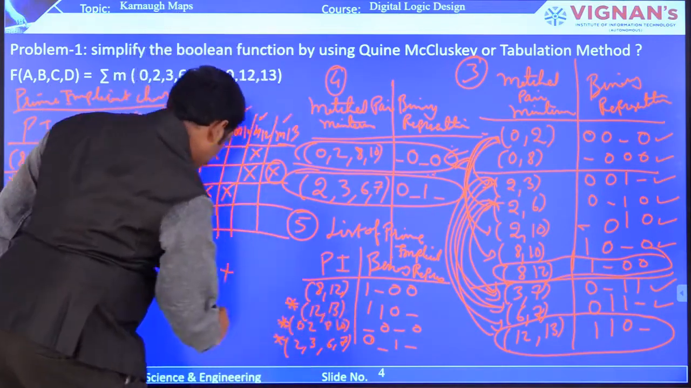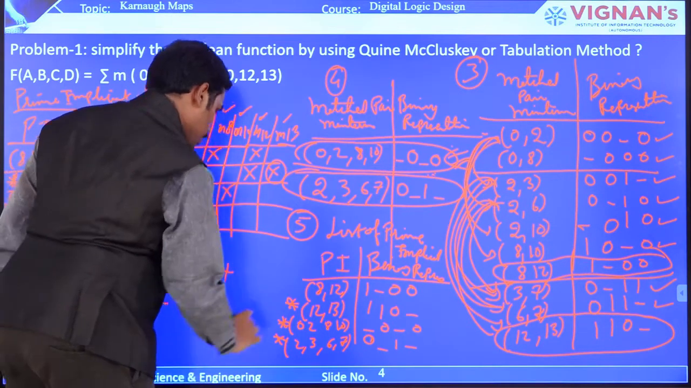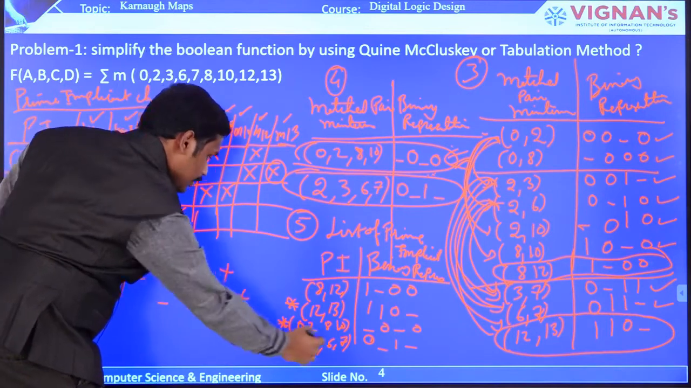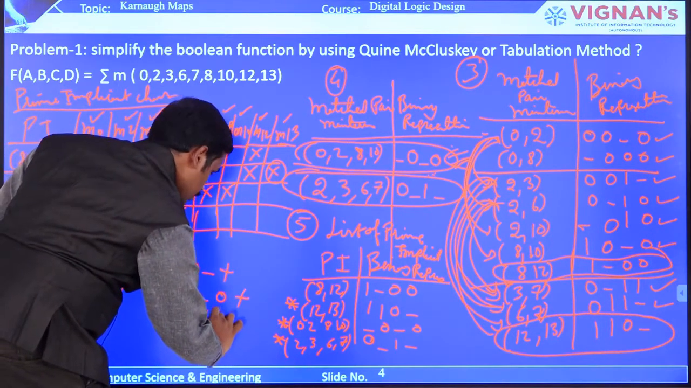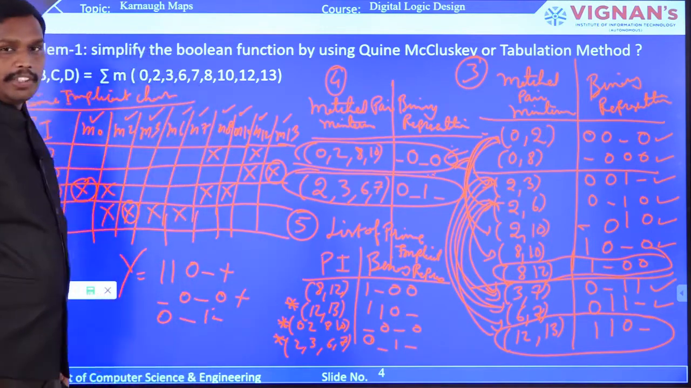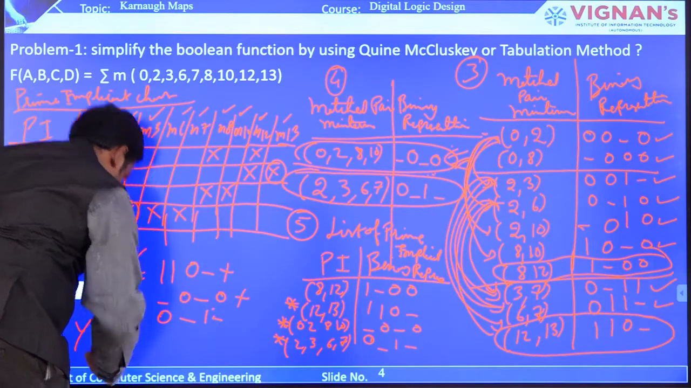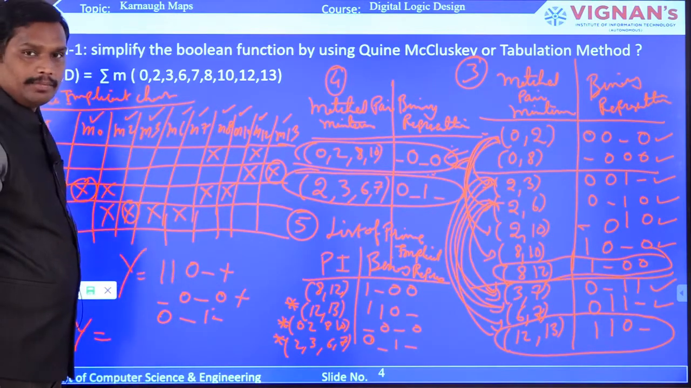The second one will be 0, 0, 0, and then the final one will be plus the last prime implicant 0 underscore 1 underscore. So the final representation of this expression will be y is equal to, what is 1, 1, 0 underscore, which means a, b, c bar, right?